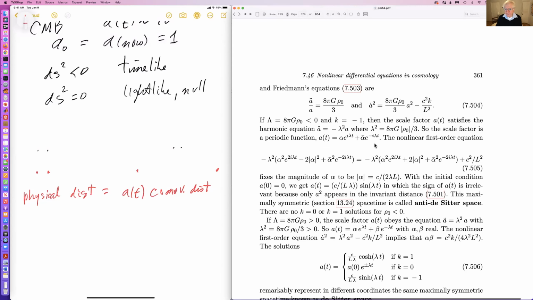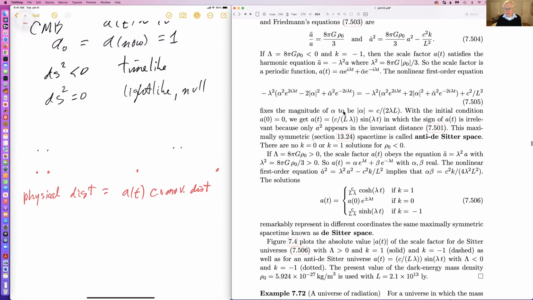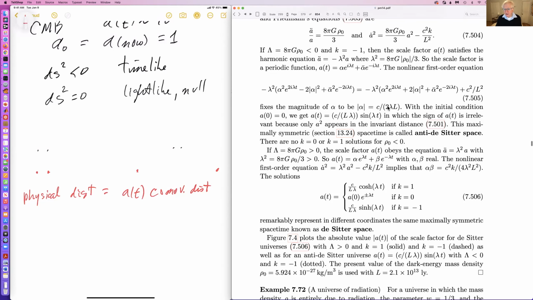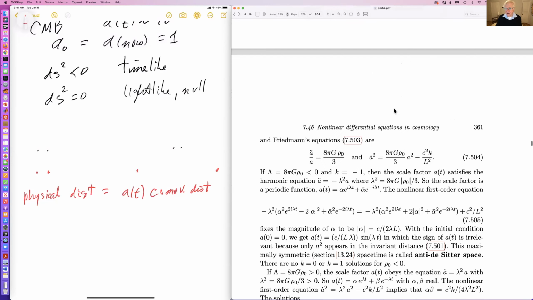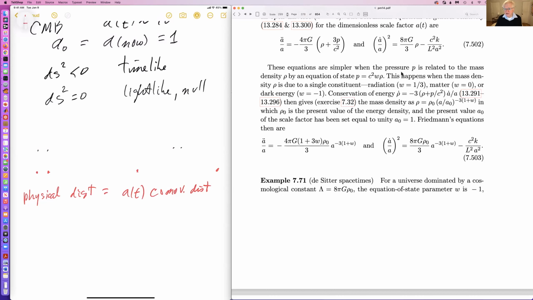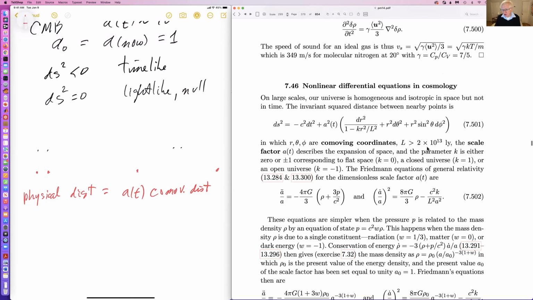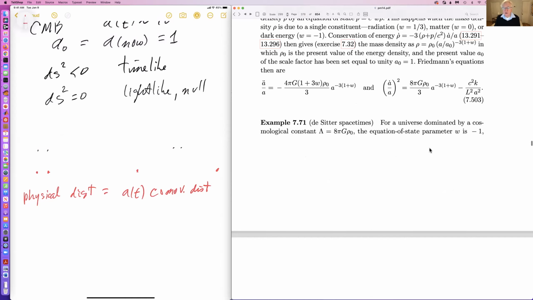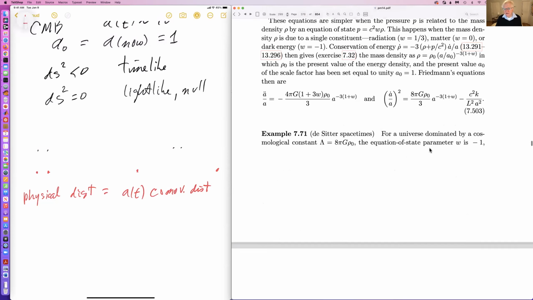And then if you integrate this equation, you get this solution where lambda squared is given by that. And then the magnitude of alpha, this parameter here, is the speed of light over 2 lambda L, where L is that parameter that I mentioned, that for k equal to 1 is, and our actual universe is huge. It's at least 10 to the 23rd, I'm sorry, 10 to the 13th light years.